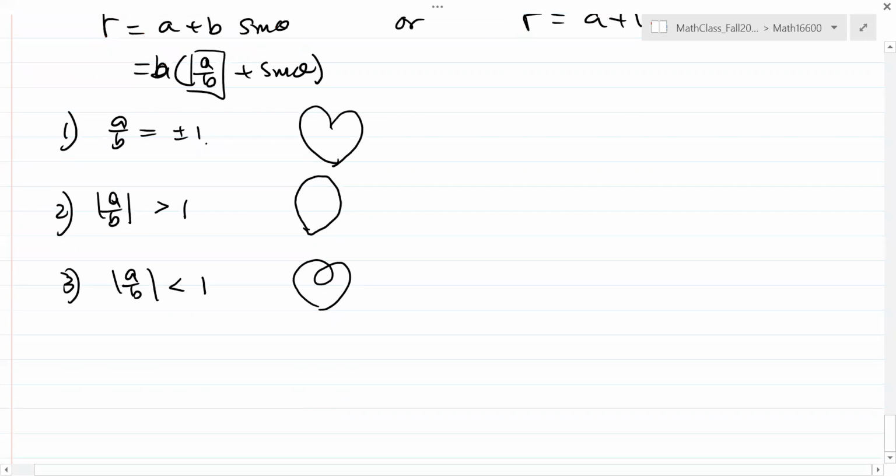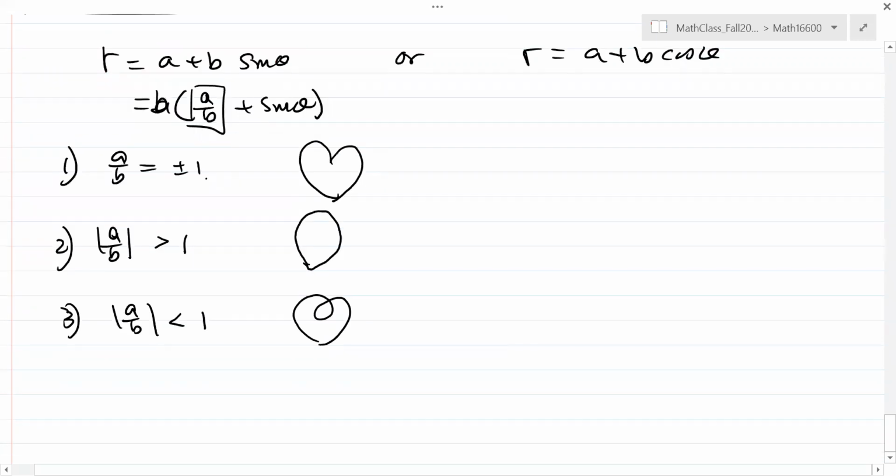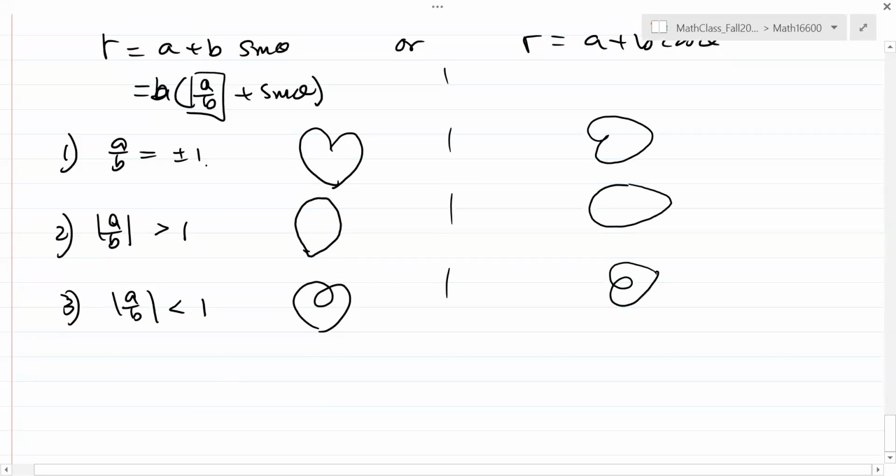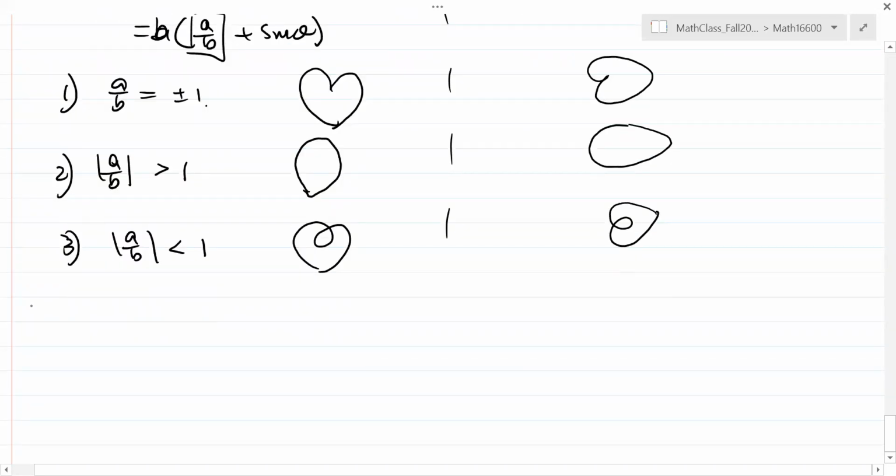Take a look. It's the same for sine and cosine. For cosine, you probably have to rotate, it's not vertical. Maybe for cosine theta it looks like that, it's possible. It looks like that, it's possible, and it's possible, looks like that.